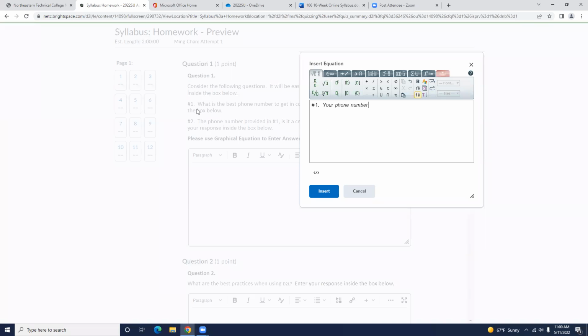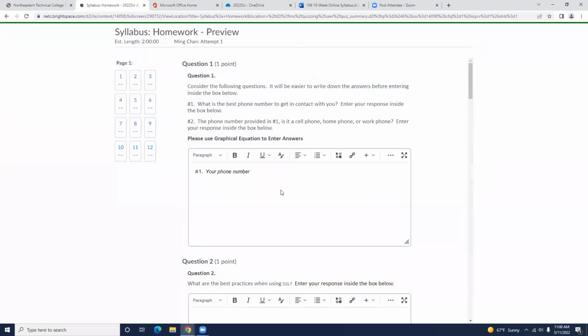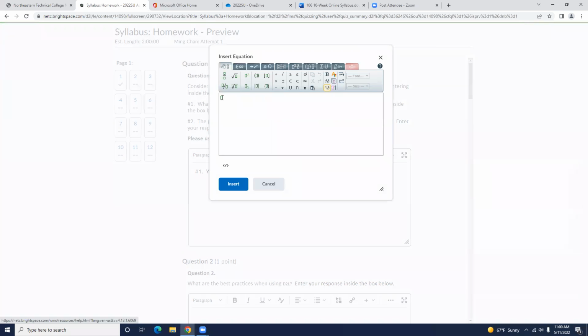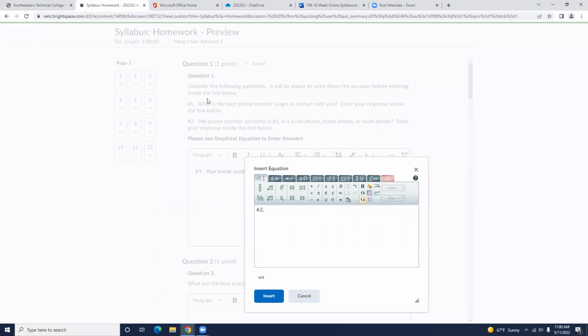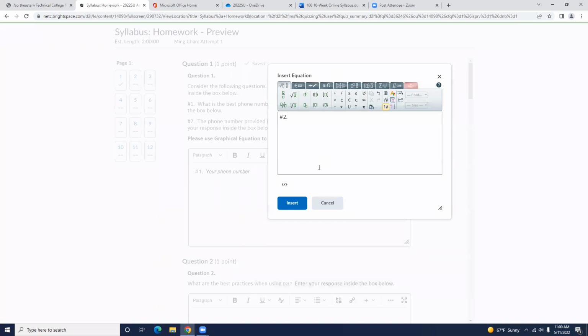This question has two parts. Once you enter the answer for the first part, click on insert, press enter, and then go back to the graphical equation and enter the answer for number two, part two. You're going to see a lot of questions like that throughout the semester. A lot of times it will be easier to write down the answers before entering them in the box, but you can only enter one line at a time. If you enter more than one line inside the graphical equation, you are not going to be able to see what you entered.